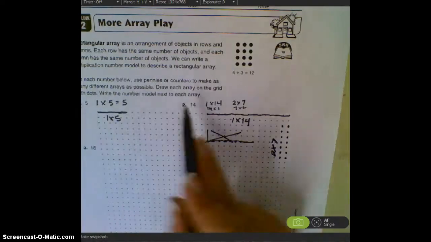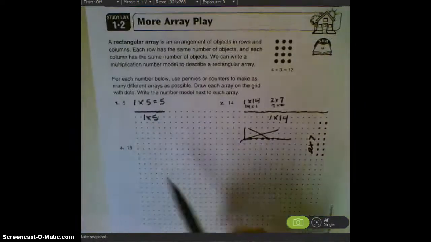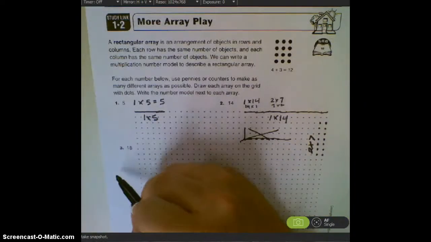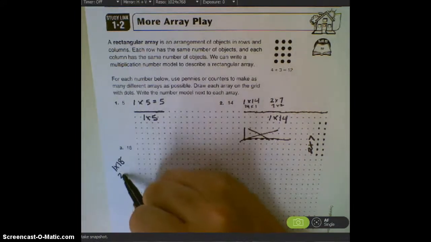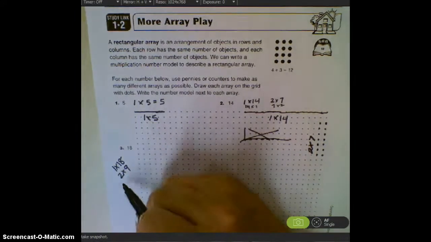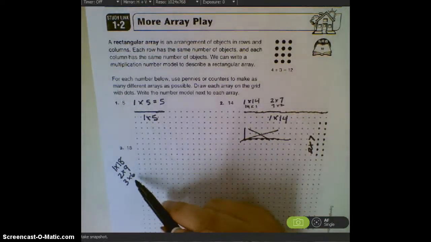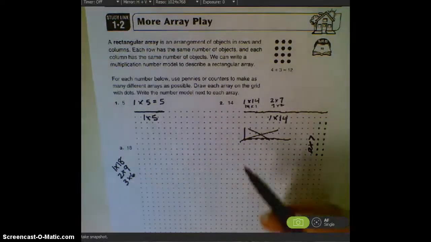Alright, so there's my 5, there's my 14, and then I've got 18. And the ways to make 18 are 1 and 18, or 18 and 1, 2 and 9, and 3 and 6. 4 doesn't work, 5 doesn't work, and then we're back at 6, so we're back at the turnarounds.